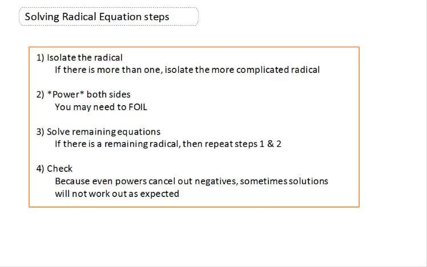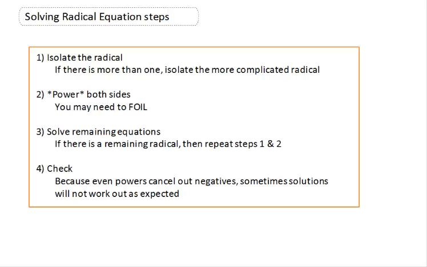Now be aware, because you might need to FOIL on one or both sides for that to happen. Then, at that point, hopefully you have gotten rid of your radical, so you can just solve the remaining polynomial equation that you have at this point. And if you haven't gotten rid of your radical, then basically you need to repeat steps 1 and 2 before you move on. Once you have it down to your polynomial, you can just solve it from there.